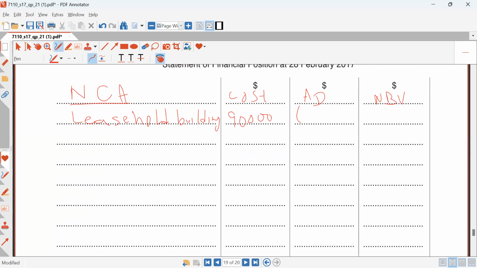Basically, for accumulated depreciation, all we have to do is have the sum of provision for depreciation and current year depreciation. This will give you accumulated depreciation. So 90,000 minus 18,000, we will get 72,000 as net book value.